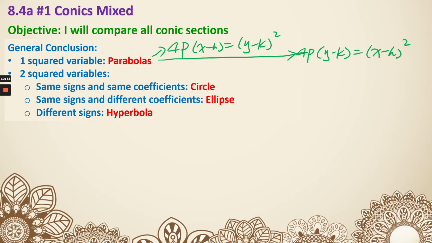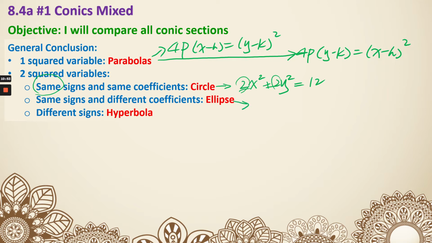If two of them are squared and they have the same sign, for example, 2x squared plus 2y squared equals 12, well, they have the same sign, meaning they're both positive. They have the same coefficient, they're both 2. That's going to be a circle.